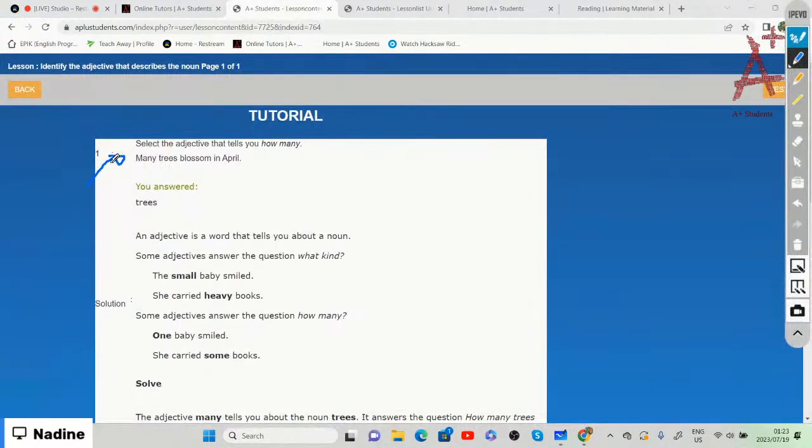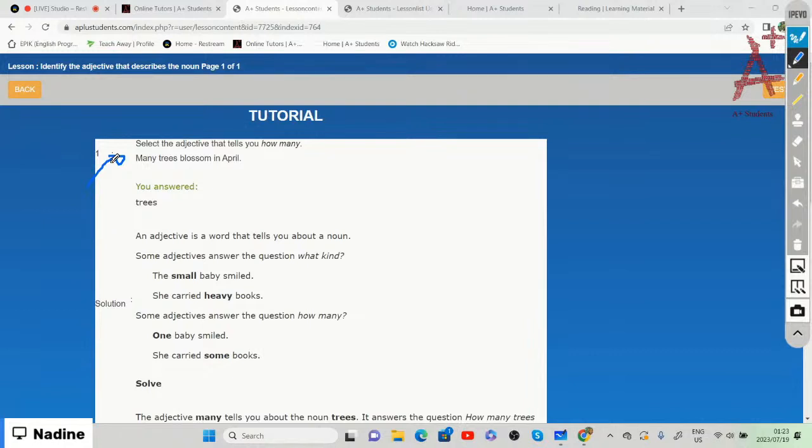Let's look at the sentence. They say select the adjective that tells you how many, right? So the adjective that tells us how many. Many trees blossom in April. We need to choose the adjective within that sentence that tells us how many.